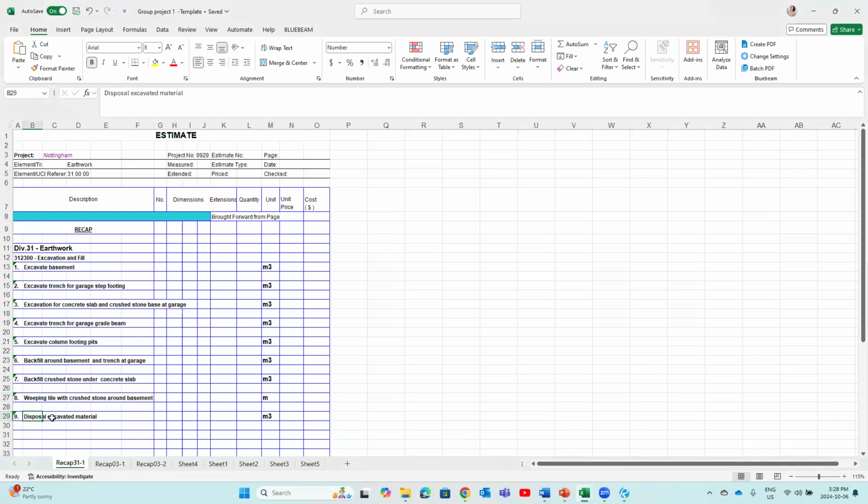So the last work item is disposal of excavated material. What you need to think about is the total volume of excavation, including basement excavation, trench excavation, extra excavation at the garage, the small trench for the grade beam, and excavation for footing pits. The total volume of excavation subtract the volume for backfill, which is using the excavated earth to backfill. You take the total volume of excavation, subtract the total volume for backfill, and you will be able to get the volume for disposal. So those are the surplus earth remaining on the site that you need to remove.